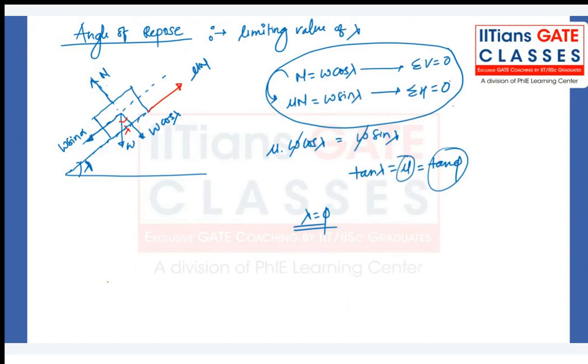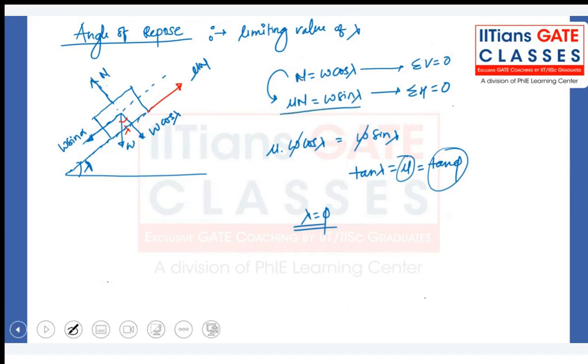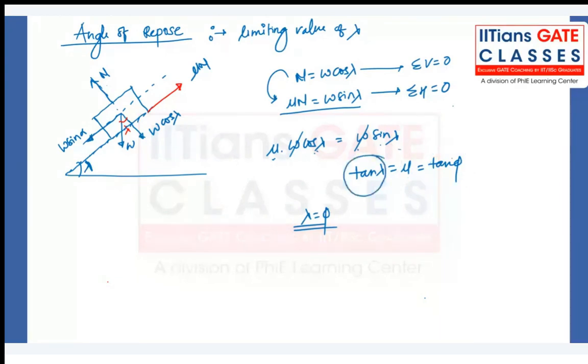Now, I have just kept the value of N into the second equation. So what is the value of N? W cos of lambda. So W cos of lambda times mu is equal to W sine of lambda. W will get canceled. What we'll get is sine of lambda divided by cos of lambda is equal to mu. So tan of lambda is equal to mu. And we know what mu is. Mu is tan of phi. So what we can conclude here is that the angle of repose is equal to the angle of static friction. And that is equal to the coefficient of friction. I'll repeat, tan of the angle of repose is equal to tan of the angle of friction, and that is equal to the coefficient of friction.